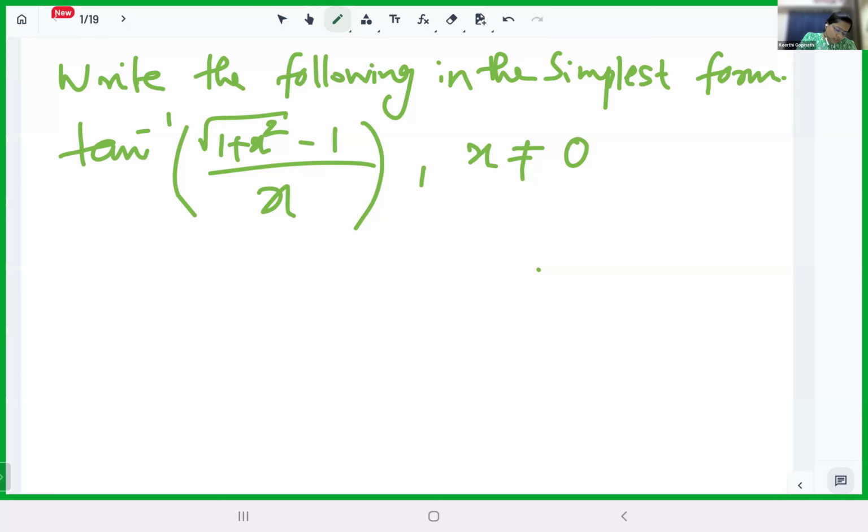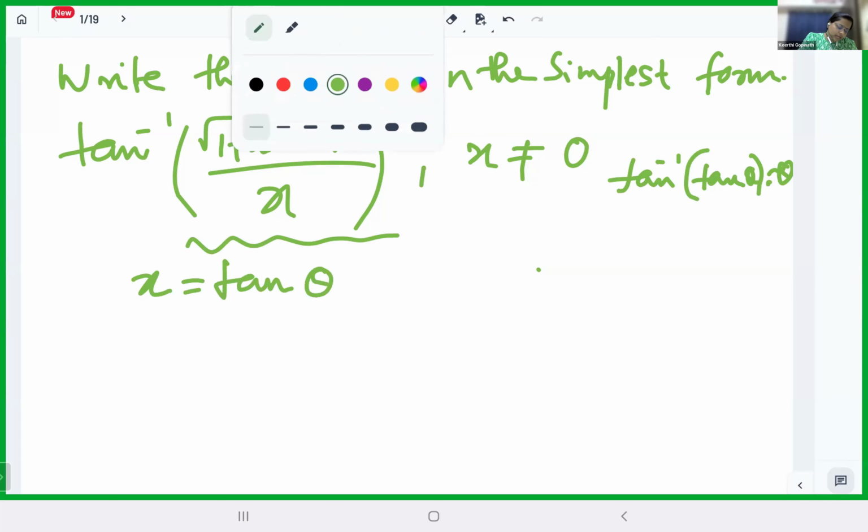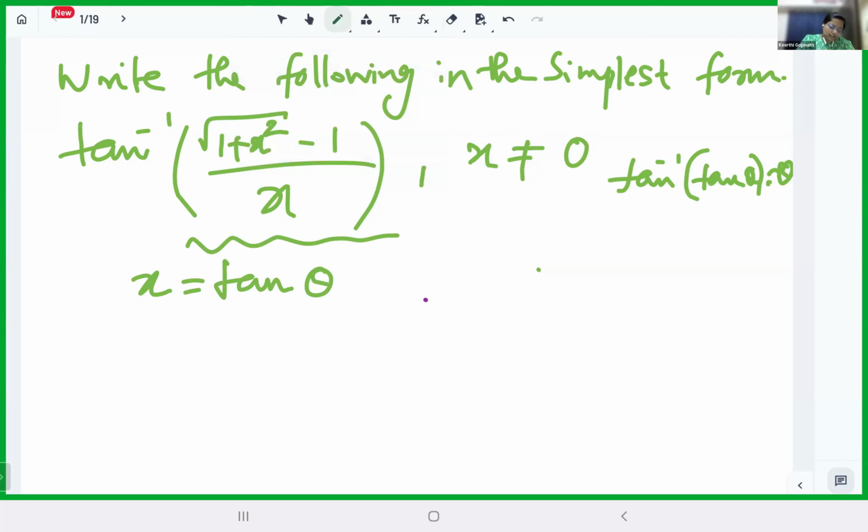So what I'm going to do is that since we are mainly dependent on the property of inverse, that is tan inverse of tan theta is equal to theta, we have to somehow make this portion in terms of tan. Okay, so for that I'm taking the x value as tan theta. So from this you can write theta is equal to tan inverse x.